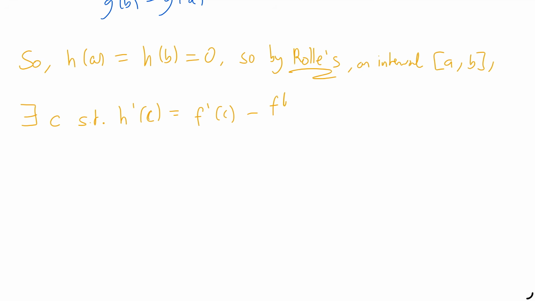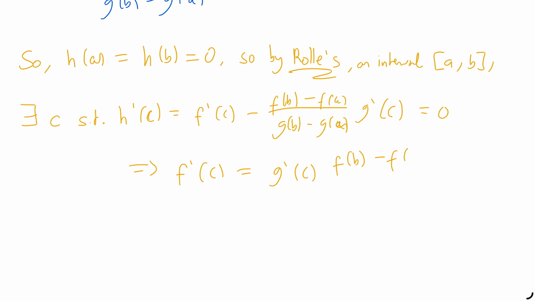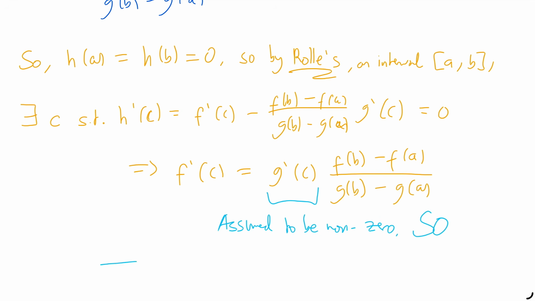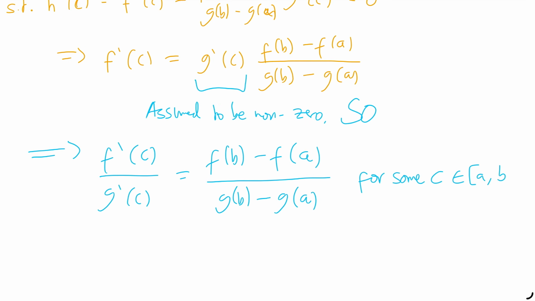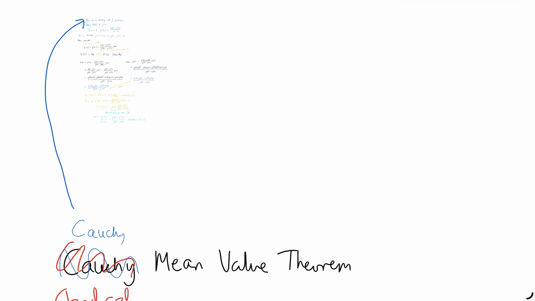And so f prime of c equals f of b minus f of a over g of b minus g of a times g prime of c, which, if you recall at the start, we assumed to be non-zero, which implies that f prime of c over g prime of c is f of b minus f of a over g of b minus g of a for some c on the interval from a to b. Alright, and now that we have this all done, we can try and finally prove L'Hopital's rule, starting with the classic case where we have 0 over 0.